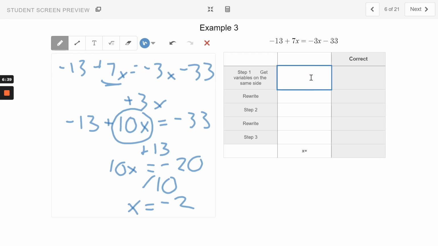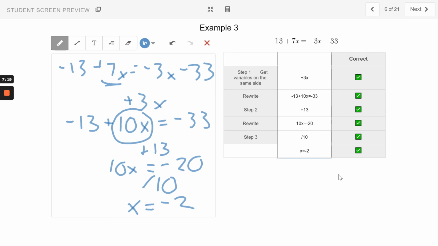We can fill in our table to show that. We add 3x. We're going to rewrite it. Negative 13 plus 10x equals negative 33. The opposite of subtracting 13 is adding 13. So now we have 10x equals negative 20. 10x means 10 times x. The opposite would be dividing by 10. And we get x equals negative 2.